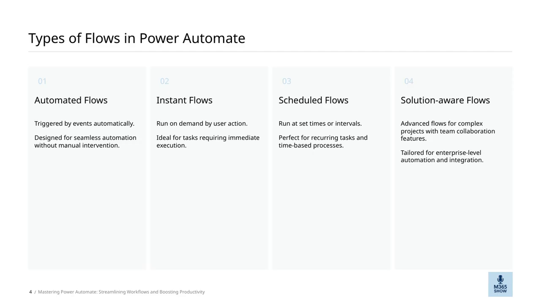Next, we have instant flows, which are triggered automatically by specific events, say, when a new file is added to a folder or a form is submitted. These flows enable seamless automation without any manual effort. Finally, automated flows are designed to run in the background whenever a certain event occurs, making them ideal for continuous, event-driven automation. Understanding these different flow types helps us choose the right approach for each project, ensuring our automation is both efficient and aligned with our overall productivity goals.